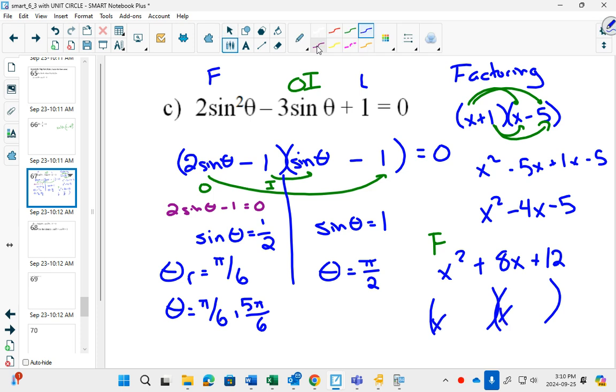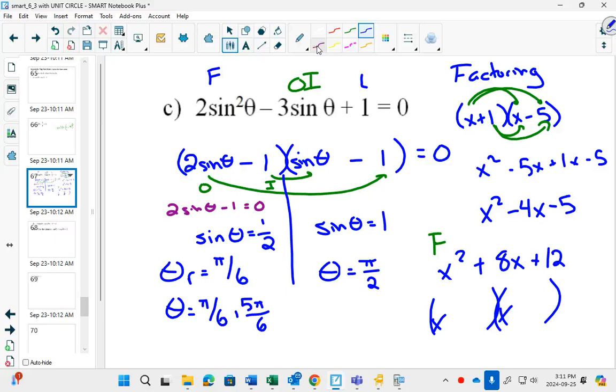My last ones give me 12. I have some options. I could do 4 and 3. But when I check the outside and the inside, that would give me 7. I look at a different option. It could be 12 and 1.